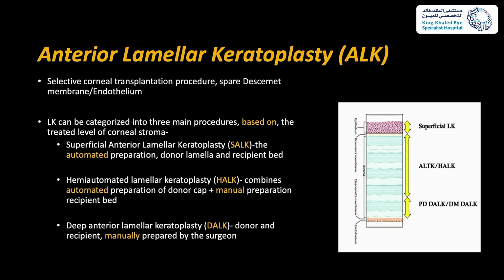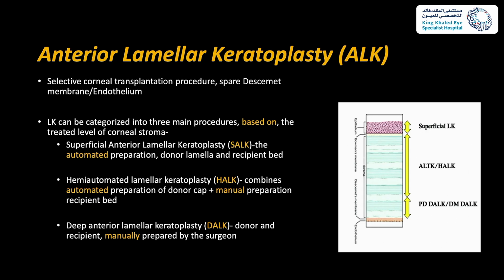To start with, anterior lamellar keratoplasty is basically the selective corneal transplantation procedure. It basically spares the DM and the endothelium complex. Lamellar keratoplasty can be categorized into superficial anterior lamellar keratoplasty, known as SALK, hemiautomated lamellar keratoplasty, known as HALK, and deep anterior lamellar keratoplasty, known as DALK. This categorization is based on the level of the treatment of the stroma.